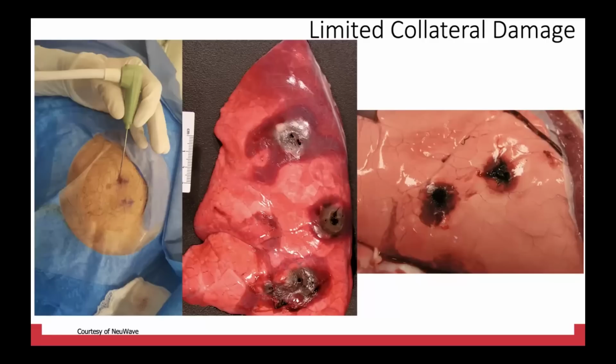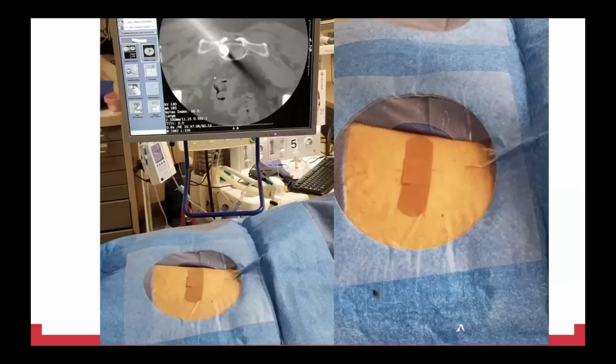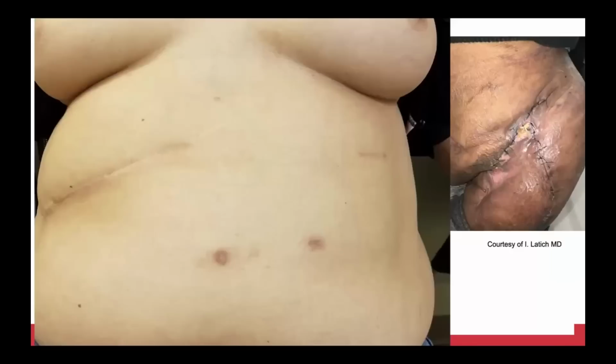So this is an explant study. You can see where the treatment zones are, as opposed to the rest sparing of the parenchyma, whether it's in the lung or liver, same thing. It's quite minimally invasive. This patient had a spine treatment done by us, and then typically we just finish with a little Band-Aid. Outpatient, discharged with very little, if any, recovery time. And even cosmesis is better, right?